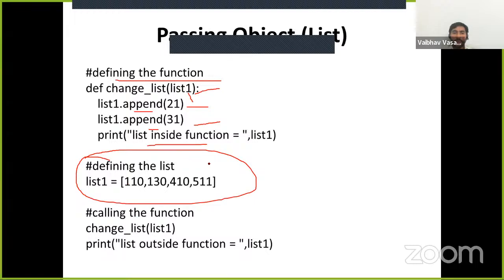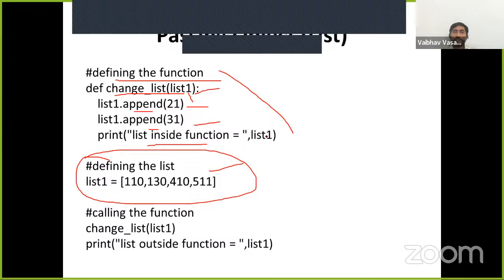Now this is defining a list, this is defining a function, and now I'm calling the function change_list. This is the function name, list one. It will print after appending it, right?